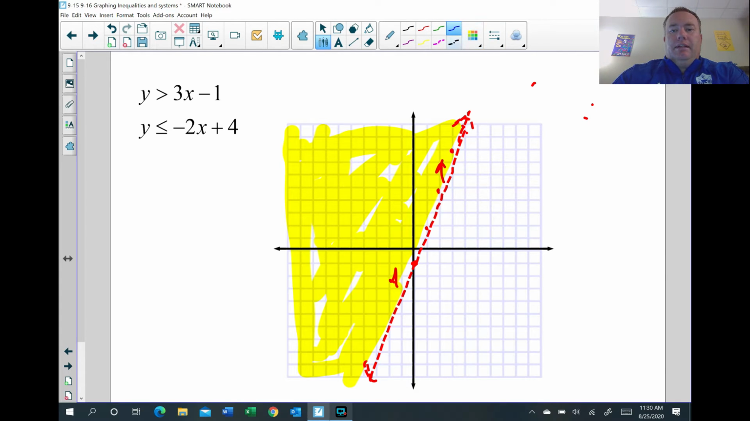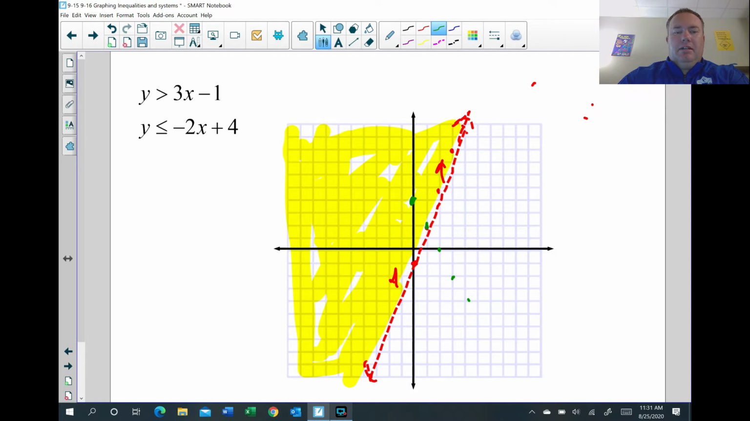Let's talk about the second one. Y is less than or equal to -2x plus 4. With this one, start at your y-intercept of 4: 1, 2, 3, 4. There you go. The slope is -2, which means down 2 to the right 1, down 2 to the right 1, down 2 to the right 1.